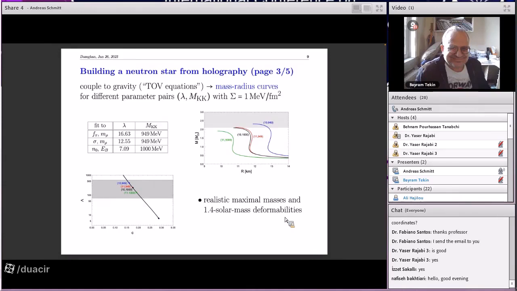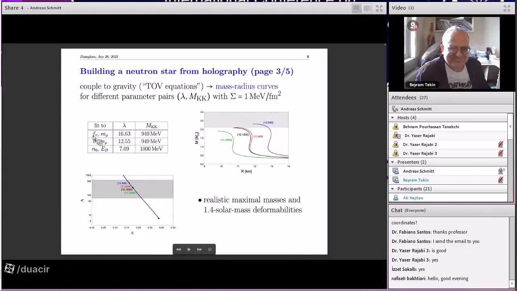Okay, so now I finally get to the neutron stars themselves, for which, of course, we need our holographic microscopic results to be coupled to actual gravity, right? Because the neutron stars are held together by gravity. We do this by the Tolman-Oppenheimer-Volkoff equation. So the equation of state comes from holography. This is just plugged into the TOV equations, and we calculate a mass and a radius for a given central pressure. And varying the central pressure gives mass-radius curves.